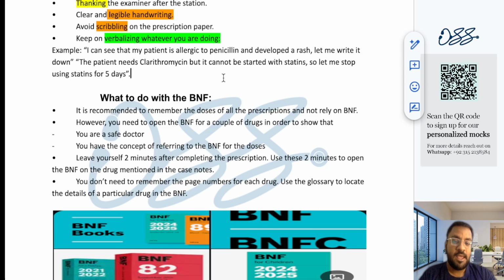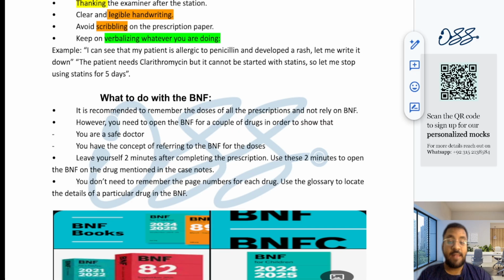For example, if you are about to write about the allergies, you can just verbalize it: okay, I can see that my patient is allergic to penicillin and he developed a rash, so let me just write it down for you. The patient has allergy to penicillin.